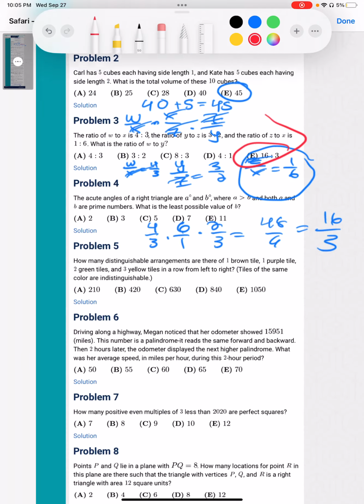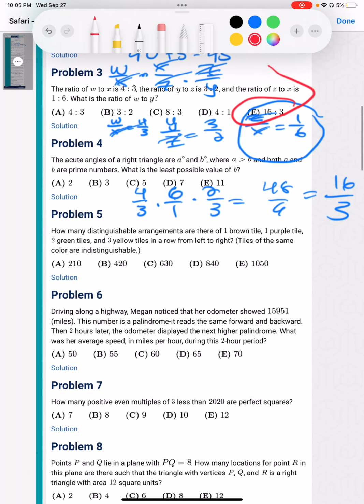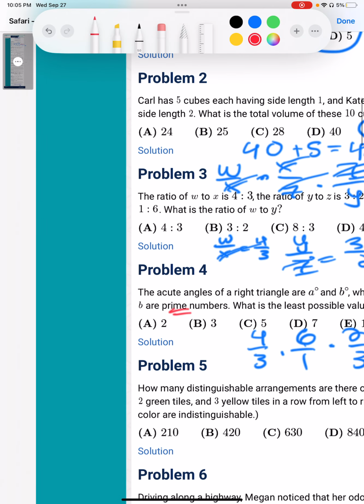Next problem, can change the color to red, I guess. The acute angles of a right triangle are A degrees and B degrees, where A is greater than B, and both A and B are prime numbers. What is the least possible value of B? So basically, you have to find the highest prime number less than 90 degrees, and subtract that from 90 degrees to find the answer.